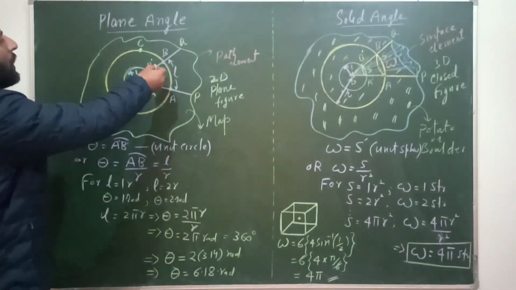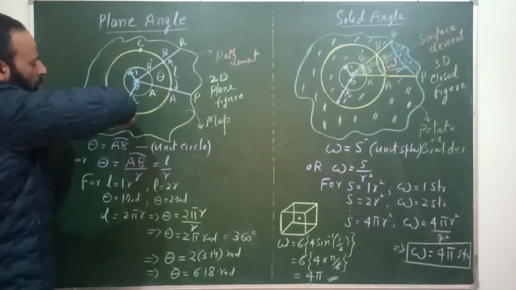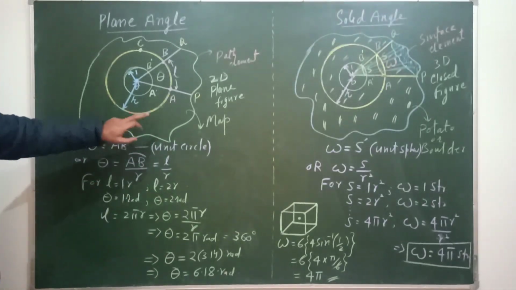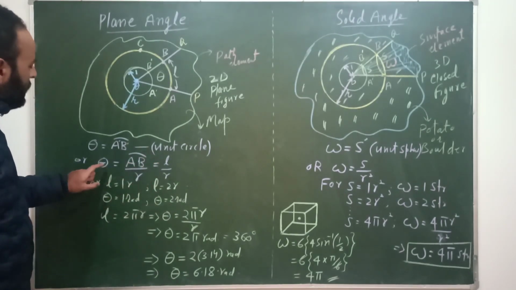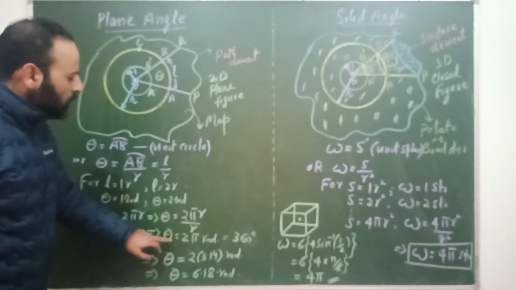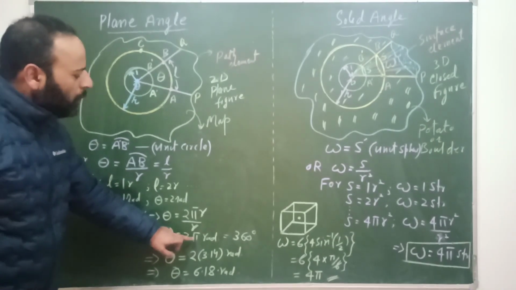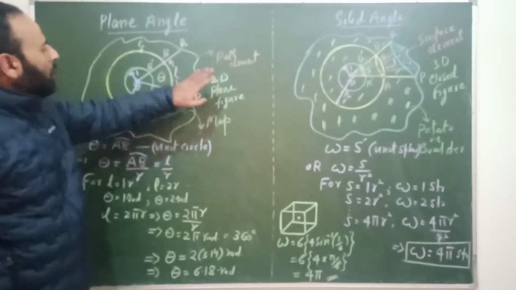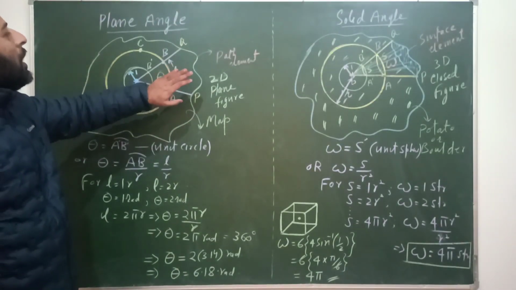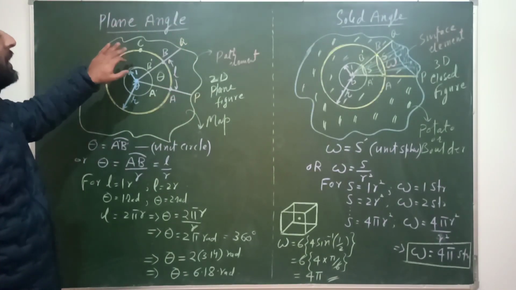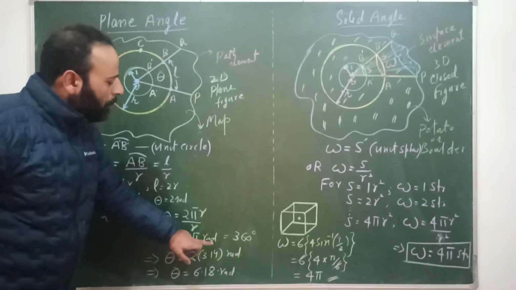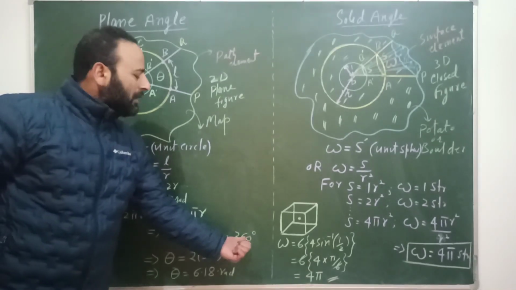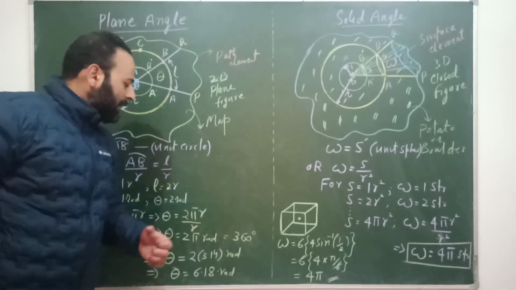But if we go for the complete circle, then L will be equal to 2 pi r. So by definition, theta is equal to 2 pi r divided by r. So that is theta is equal to 2 pi radians. So the total plane angle subtended by any plane figure at a center is equal to 2 pi radians. That is equal to 360 degrees in degree measure.